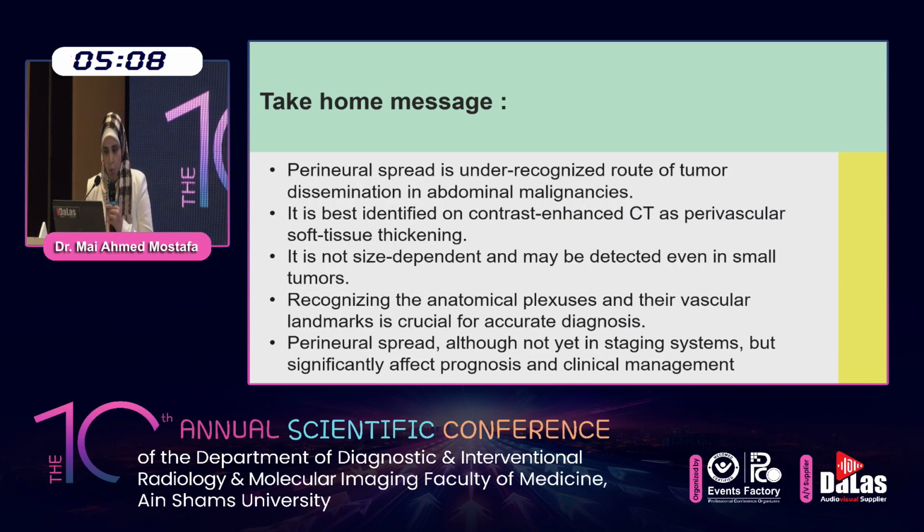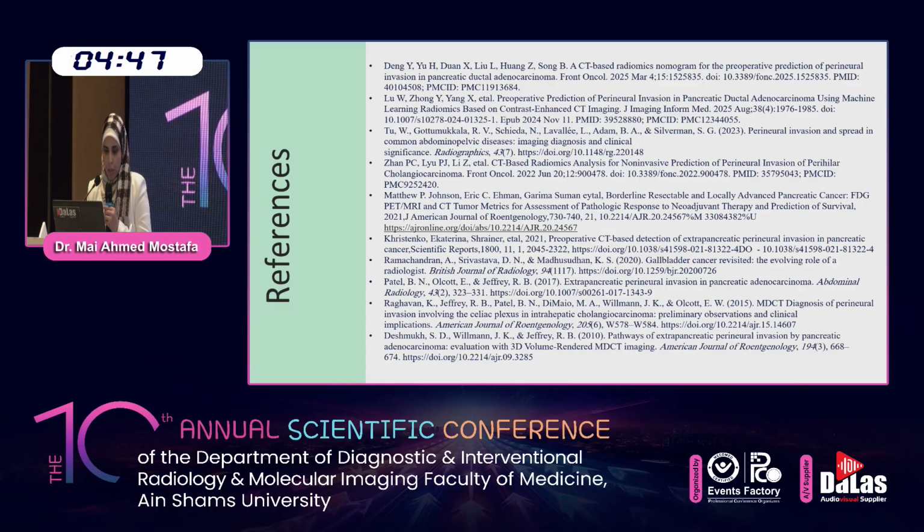Take-home message: perineural spread is an under-recognized route to tumor dissemination in abdominal malignancy. It's best identified on contrast-enhanced CT. It's not size-dependent. Recognizing the anatomical plexus and their vascular markers is crucial for accurate diagnosis. Perineural spread is not yet in the staging system, but significantly affects prognosis and clinical management.